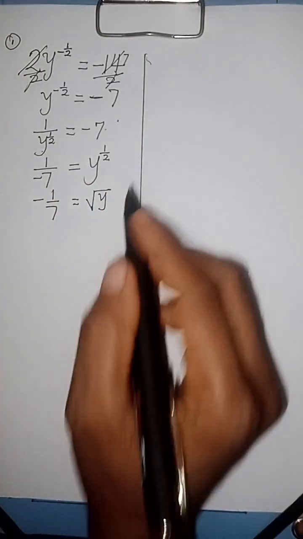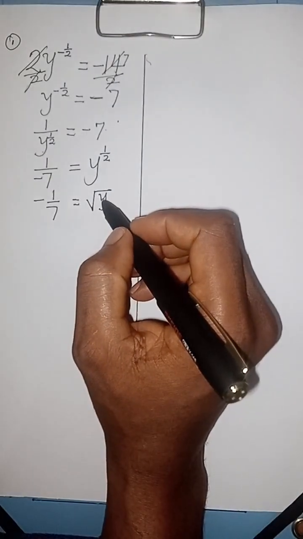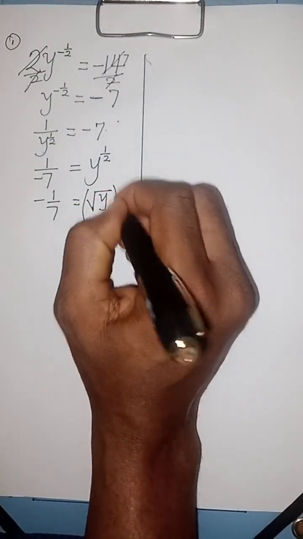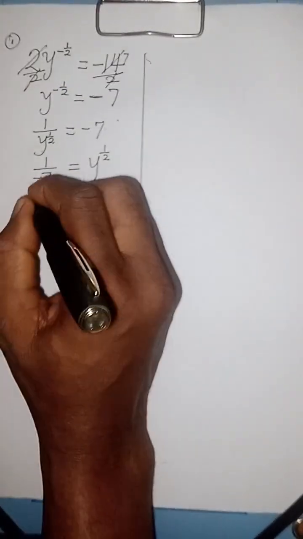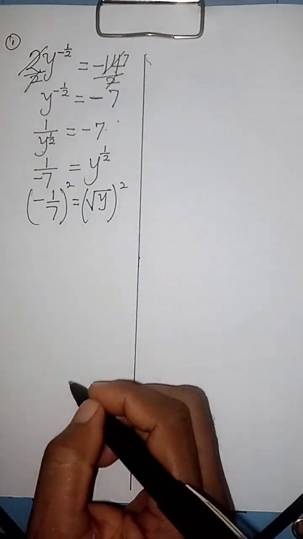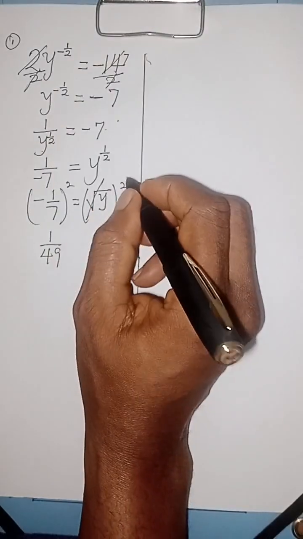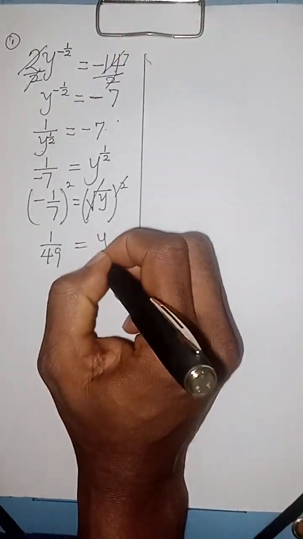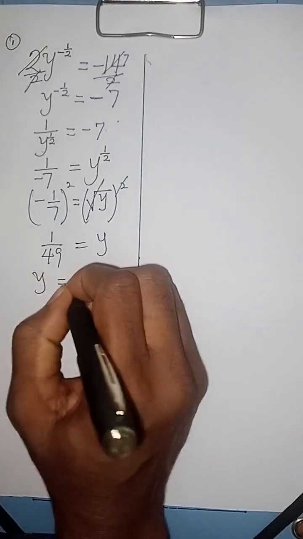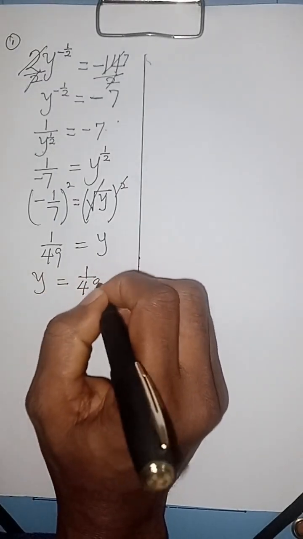Now, how do I take away the square root sign from here? I'll have to square both sides of the equation. And if I do that, this is 1 over 49. The square root will cancel the square, and this is y. So the value of y is 1 over 49.